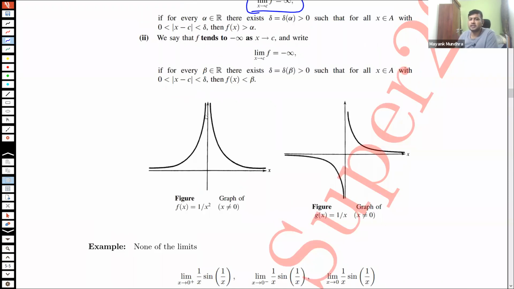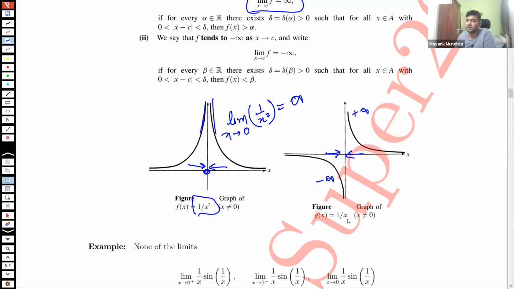So this is an example. Look at 1 by x square. For 1 by x square, the right hand limit and the left hand limit both are going towards positive infinity. So we can say that the limit as x tends to 0 of 1 by x square is equal to infinity. But if you look at 1 by x, the right hand limit is positive infinity, but the left hand limit is negative infinity. These two are different, so in this case we cannot write it like this. We have to say that the limit does not exist. Writing it like this would be wrong.